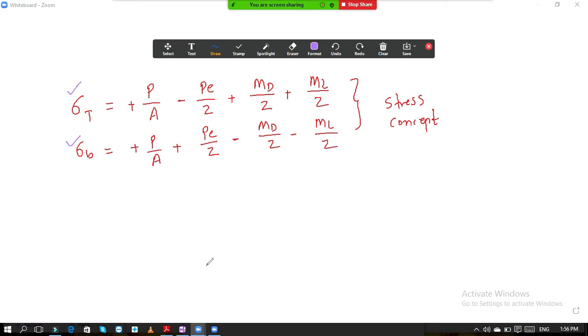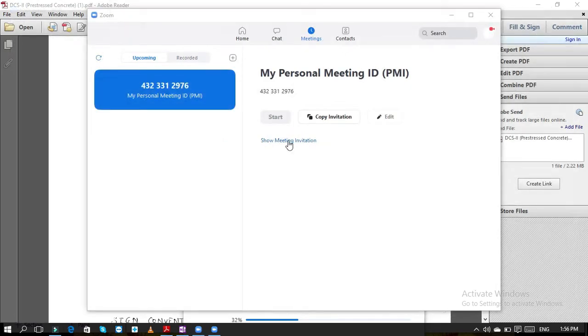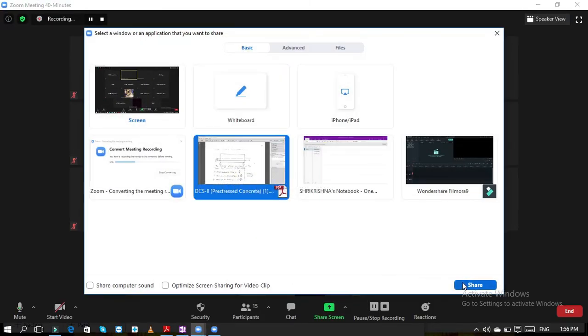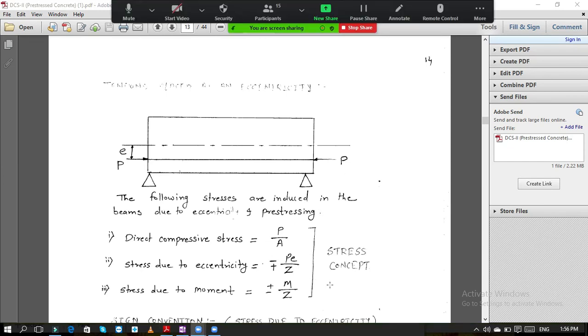So now further we will move to the PDF. Here this is what is explained. I hope now you understood the things. If anybody is having any problem, you can ask me.